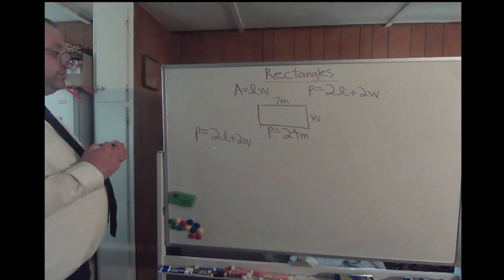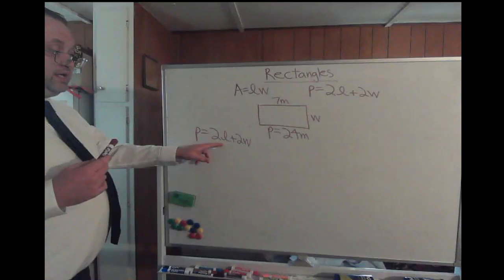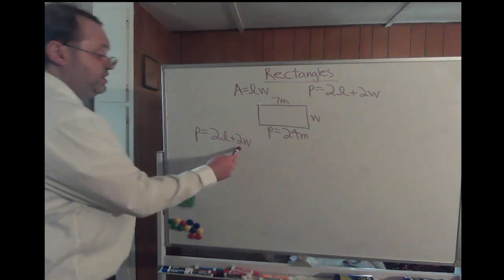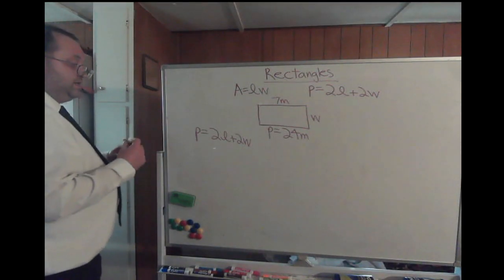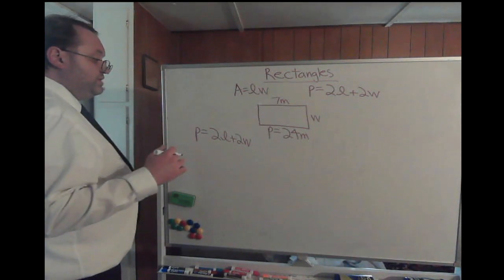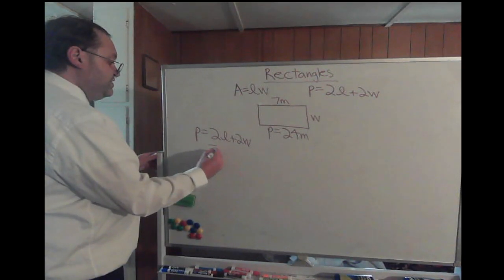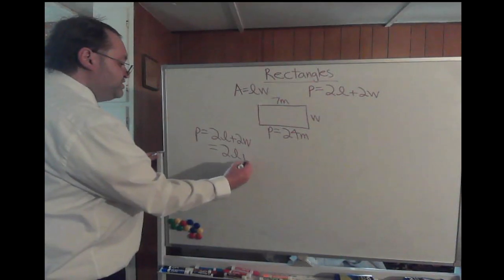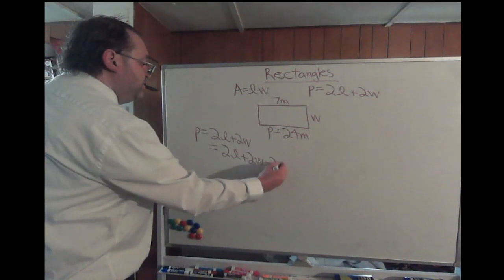Well, we know the perimeter, we know the length, we don't know what the width is. So the width is our unknown. We need to get that 2W by itself. So in order to get the 2W by itself, we're going to have P equals 2L plus 2W. Then we got to get rid of that 2L, so you'll do minus 2L.